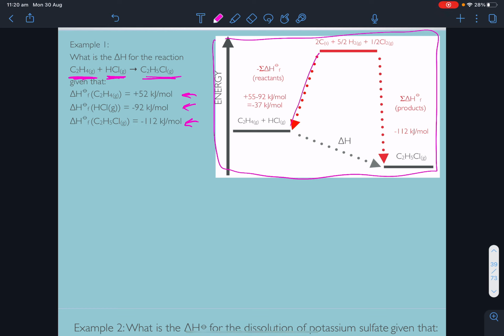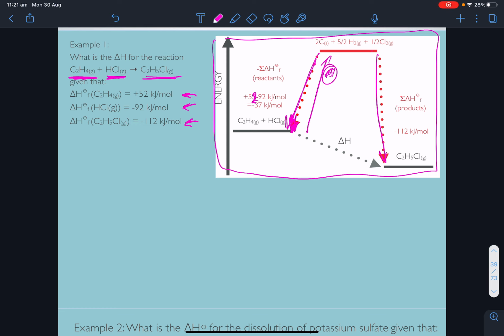Okay. So the heat of formation for the reactants is the heat of formation for the ethene, which is positive 55. I've written 55, but it's 52. And minus negative 92. So it's 37 kilojoules per mole to go down that way. So it's positive 37 to go that way. And then down here is the heat of formation of the products. We've just got the one product, and that is negative 112 kilojoules per mole. So adding it on there.